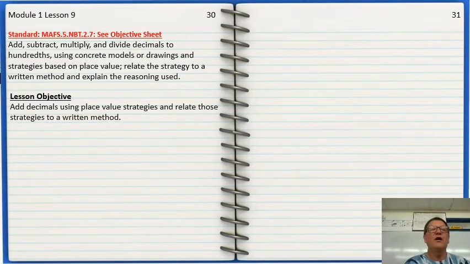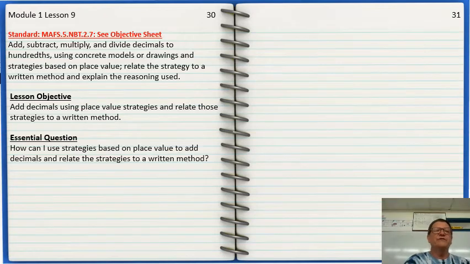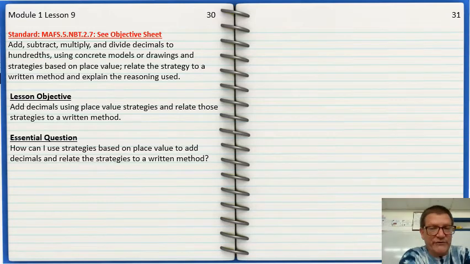Now, our standard is MAFS 5 MBT 27. And if you notice, I say see objective sheet. When you come back on Tuesday, I'm going to have an objective sheet you'll be able to glue in the front of your book. And as long as you write the number up there, MAFS 5 MBT 27, you'll be able to refer back to that and not have to write this down.